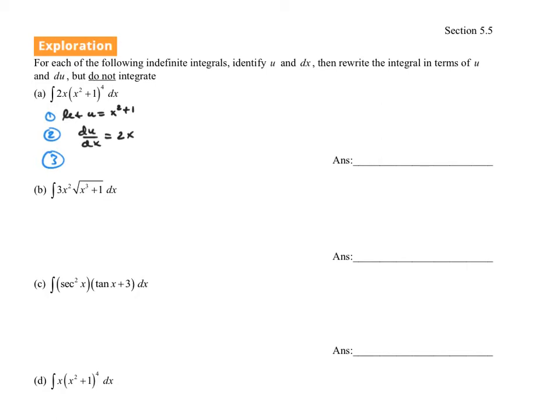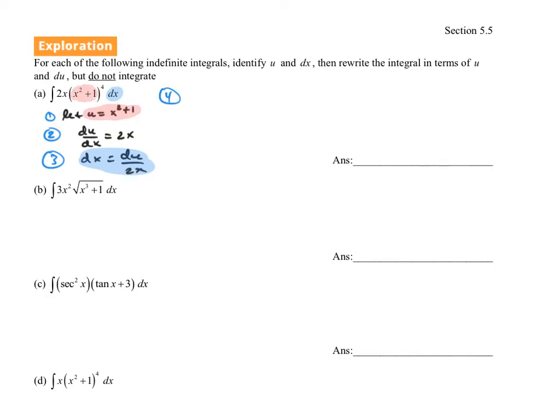So if we solve for dx, what we would do is multiply both sides by dx and divide both sides by 2x. Again, it's that cross multiplication idea. So it would be du over 2x. Sorry, let me just write it out instead of saying it. Dx would be du over 2x. And then step 4 would be rewrite the integral in terms of dx and u. So remember, we have to substitute in for dx and we have to substitute in for u.